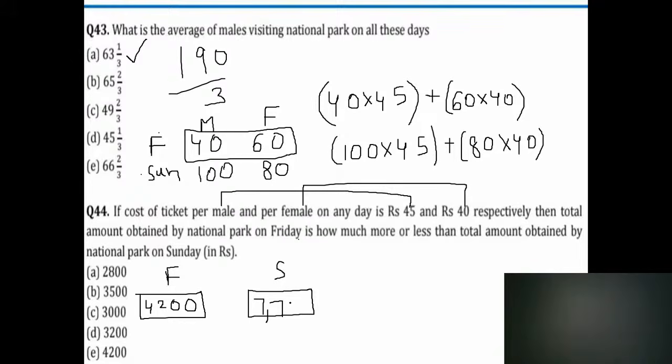Now our question is, on Friday how much more or less than the amount got by the national park on Sunday. So you should just subtract both the amounts. So if you subtract both the amounts, what do we get? Can anyone tell what is the answer? Just Friday and Sunday subtraction.